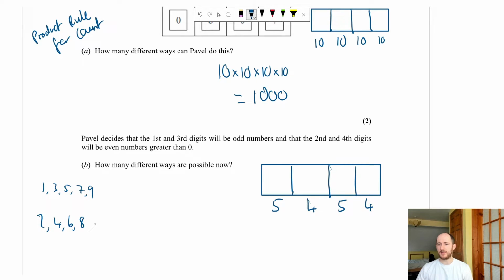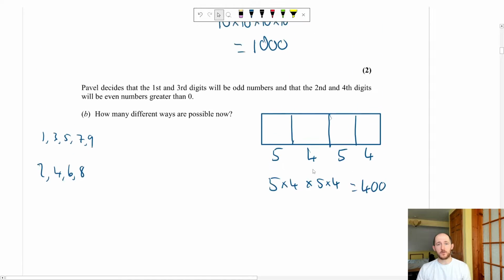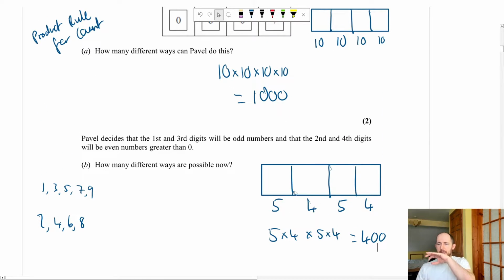And once again, we do the exact same thing. We multiply all of these digits together. So that's 16 times 25, which is 400. That's all you had to do for 4 marks in total. Again, if you use a bar model and just write down which digits can fit into each kind of slot, that would be the best way for you to be able to do this.